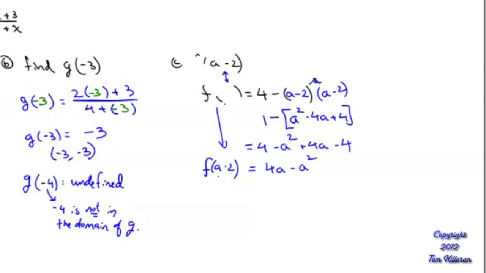Great. This first one, we found a coordinate -2, 0. The second one, we found the coordinate -3, -3. What is the coordinate of this point? What's the x-coordinate? It's a minus 2. What's the y-coordinate? 4a minus a squared. You have it on your paper. You would leave that 4a minus a squared like this. That's the y-coordinate.